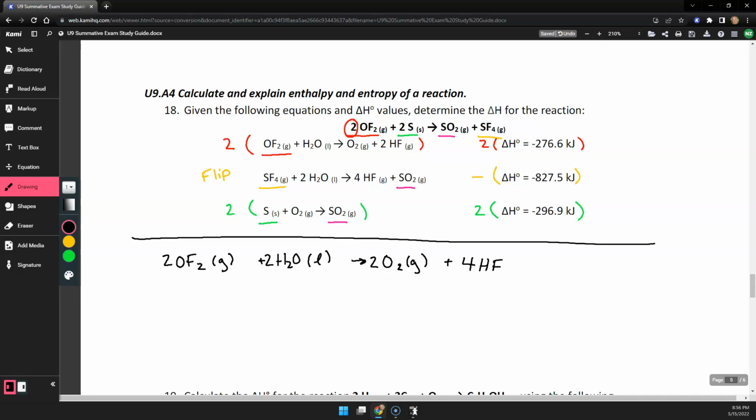And then if I multiply my delta H value by 2, I don't have my calculator up anymore, but this is going to be negative 553.2 kilojoules. Okay, we flipped our second equation. So now on the reactant side, I'm going to have 4HF gas plus SO2. Okay, notice my arrows line up right here. Makes it easier to see what's on which side.